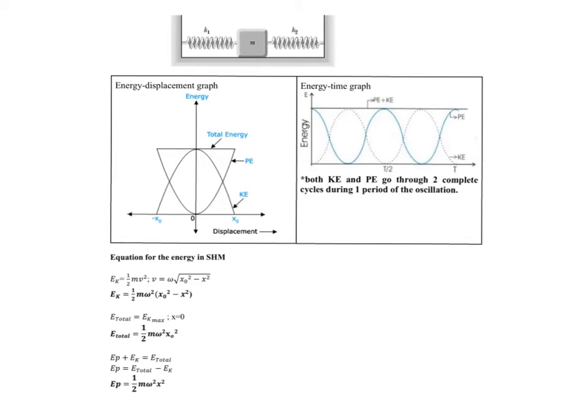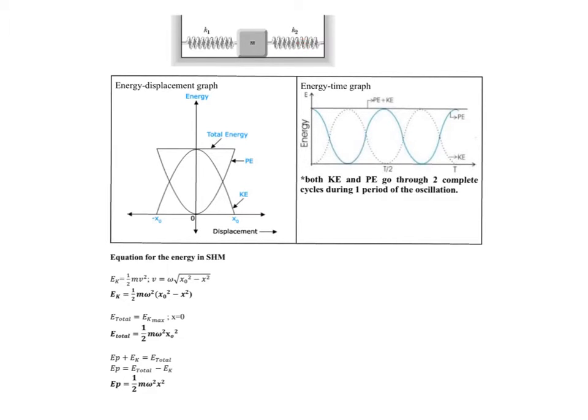So when we talk about energy in simple harmonic motion, let's give an example here where you have this mass attached to two springs. When it's attached to two springs, in the middle we call it the equilibrium position, because here it has no energy yet until I give it an initial displacement. So I push it, let's say, to the right, and I hold it there.